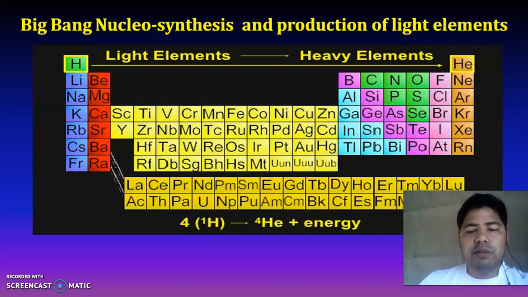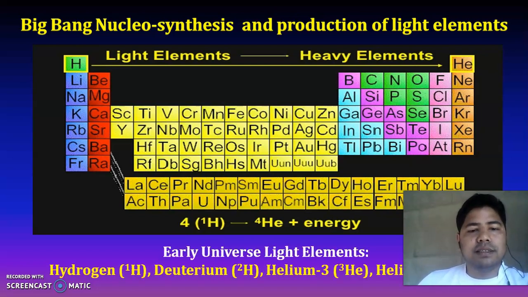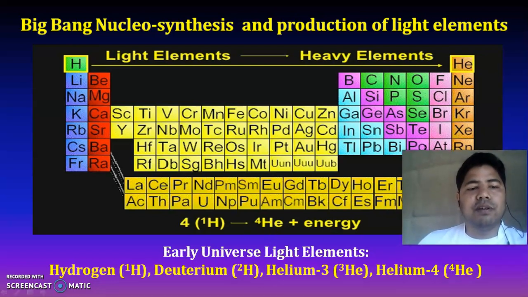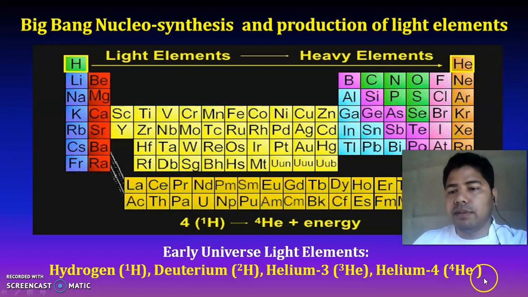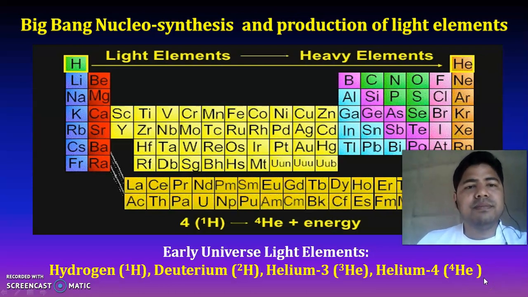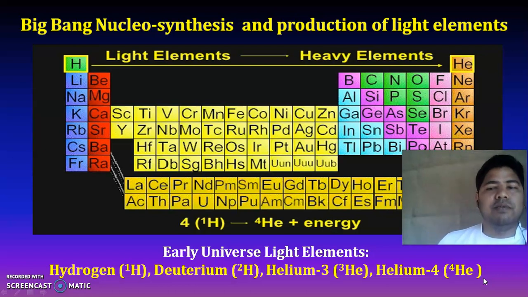So here we will be discussing how the light elements of the early universe have evolved. The early elements were hydrogen, deuterium, helium-3, and helium-4, from where lithium has also evolved. I forgot to write it here. So in the next slide, we'll be discussing from which reactions they evolved.